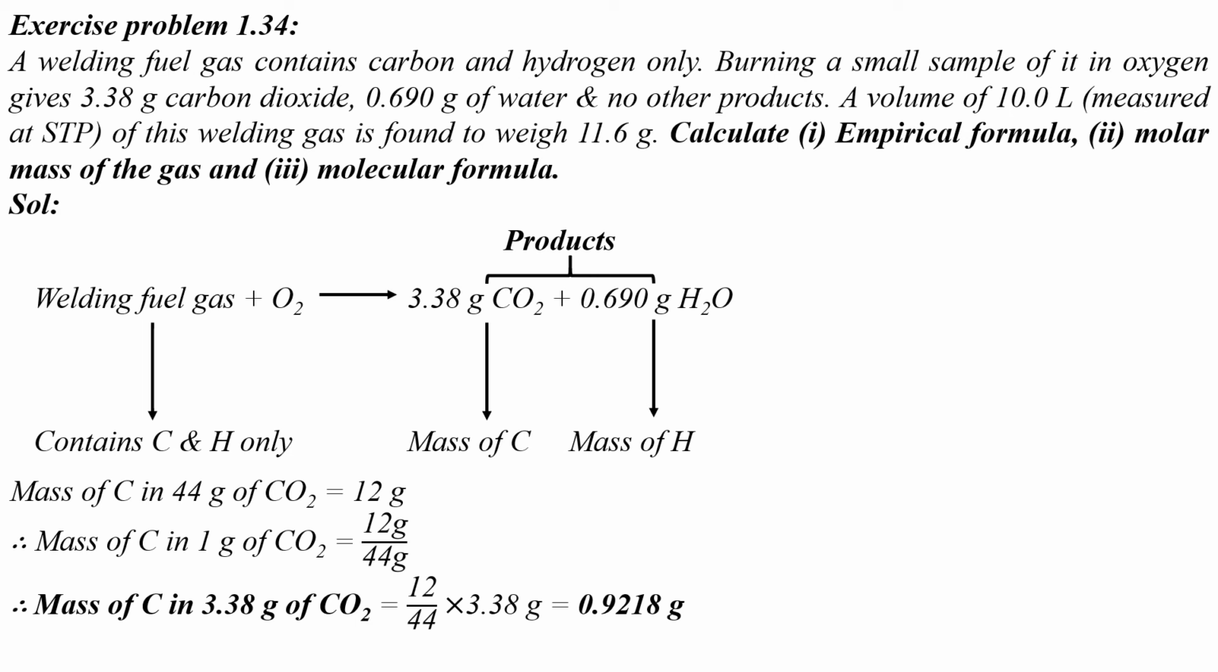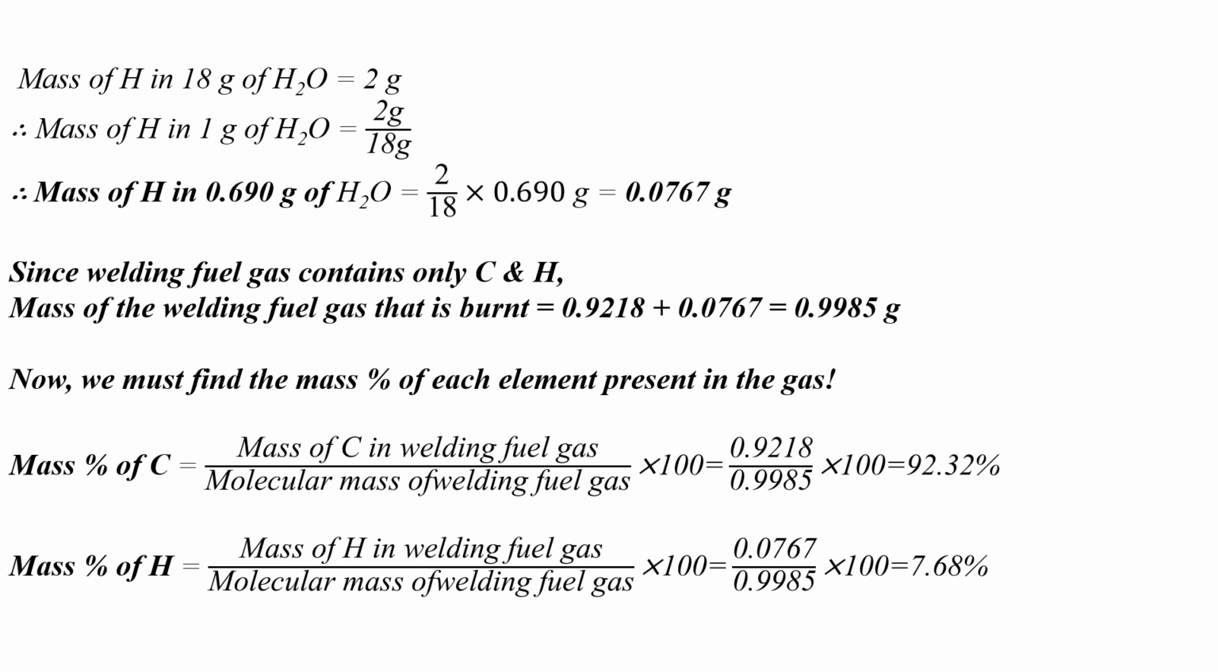In a similar way, we can find out the mass of hydrogen in 0.690 grams of water. Mass of hydrogen in 1 mole of water, that is 18 grams of water, is equal to 2 grams. Then mass of hydrogen in 1 gram of water would be equal to 2 divided by 18. So therefore, mass of hydrogen in 0.690 grams of water would be equal to 2 divided by 18 into 0.690, which gives you 0.0767 grams as the answer.